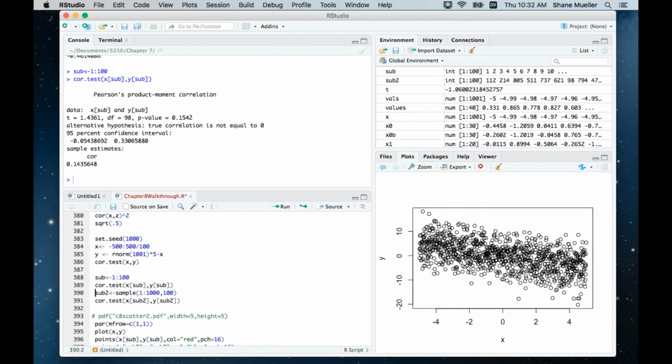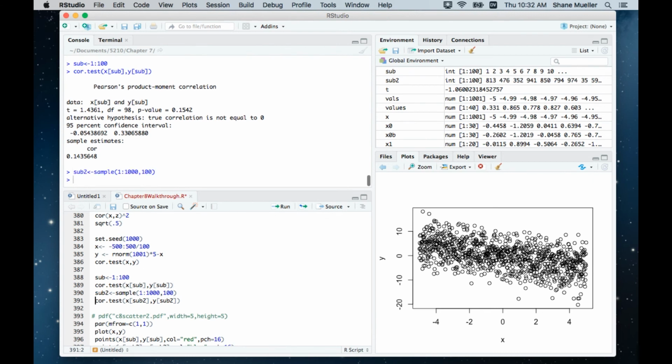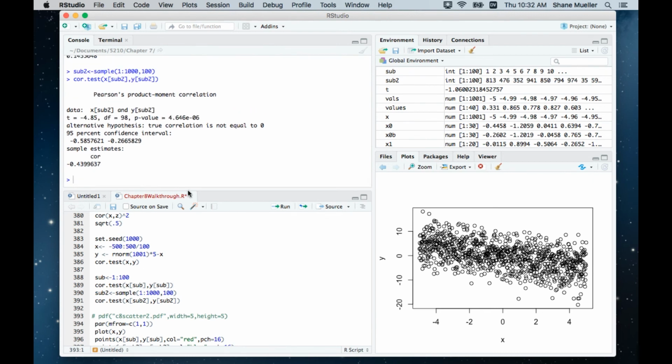But if I sample 100 spread throughout the x range, that's what this sub 2 is, and I do this core test, I still maintain a strong correlation. So you should recognize that a correlation really depends on what you're sampling as well. And if you have a limited range of sampling on one, you may get a limited range on the other and not see it even if it exists.